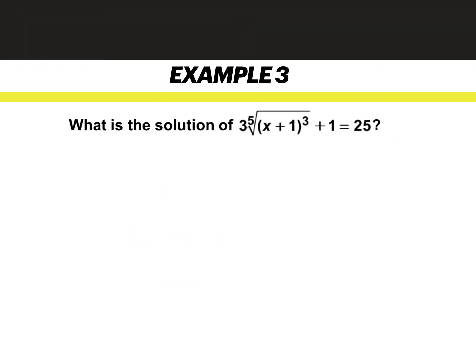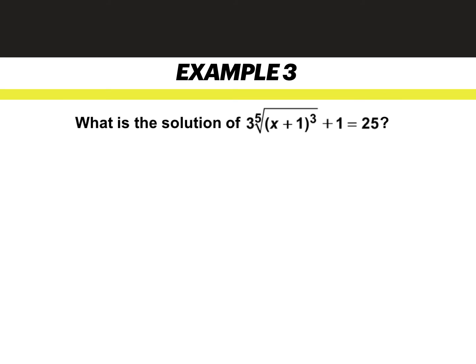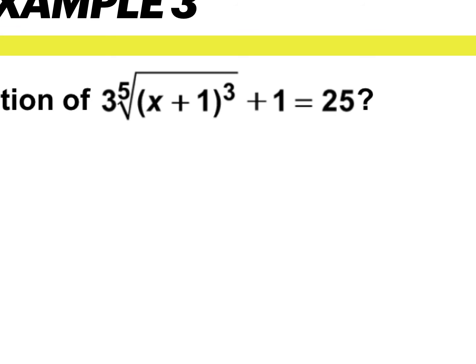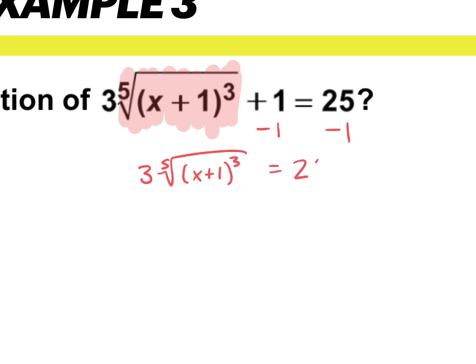All right. So what is the solution of 3 times the 5th root of x plus 1 to the 3rd power, plus 1 is equal to 25? So we want to isolate our radical. We want to get this all by itself. So what should we do first to get that all by itself? Before we do that, what should we do? Subtract 1. So we have 3 times the 5th root of x plus 1 to the 3rd power is equal to 24.